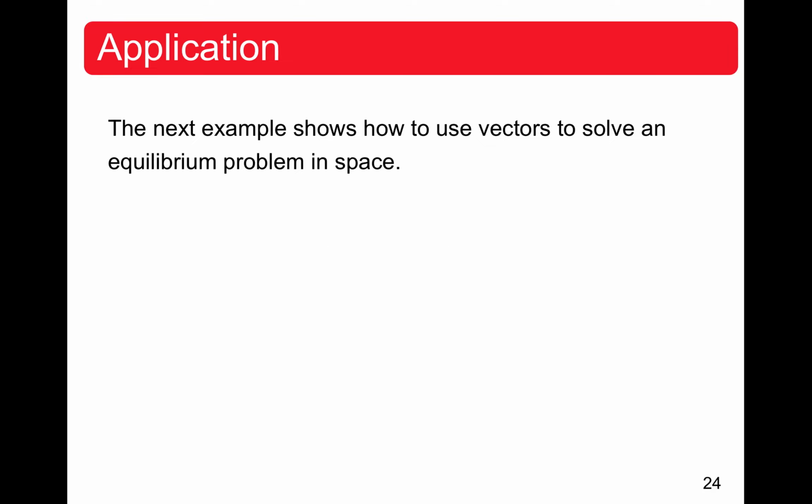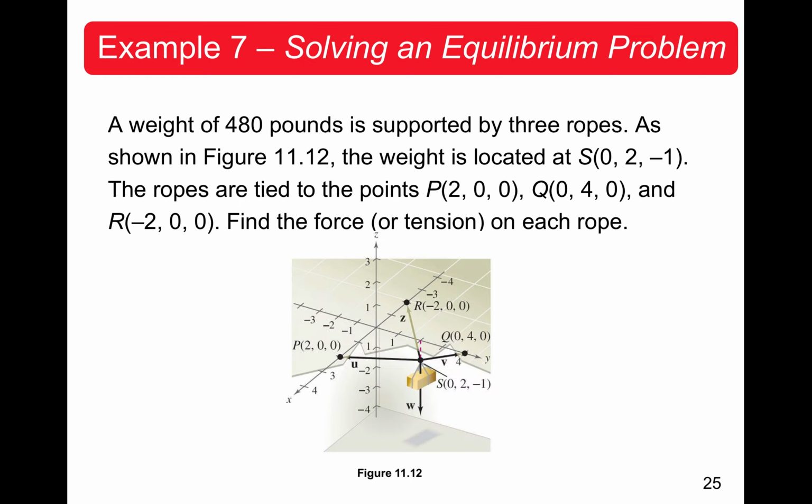Okay, so our last thing that we're going to go through is an application problem. This example is going to show us how we can apply this to real life. So here's our problem. It says a weight of 480 pounds is supported by 3 ropes. So here are your 3 ropes, and here's the weight that is supported.